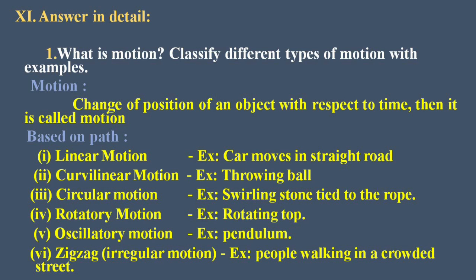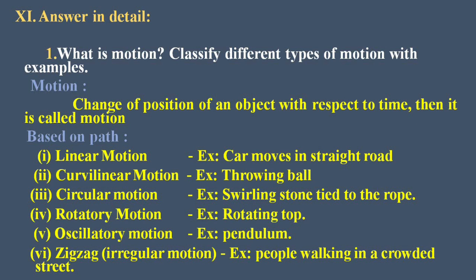Next, circular motion. A swirling stone tied to a rope is the best example of circular motion. We already discussed it in the match the following. Okay, rotatory motion: a rotating top is a good example of rotatory motion. This also we discussed in the match the following. Oscillatory motion: an example of oscillatory motion is a pendulum. Swinging is also a best example. We already saw it in the match the following.